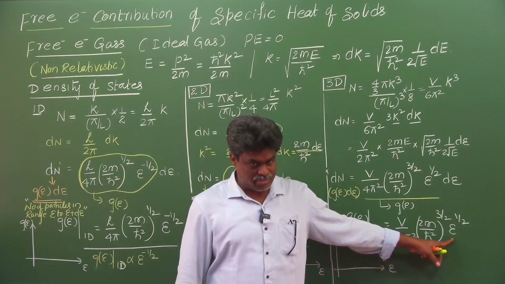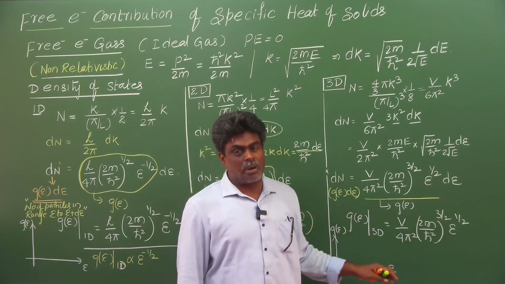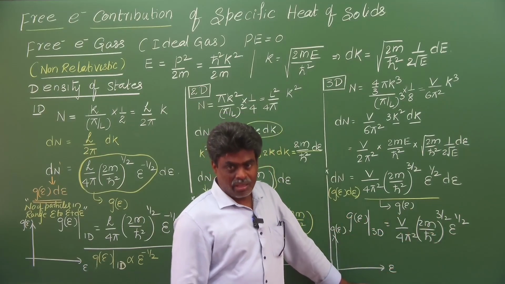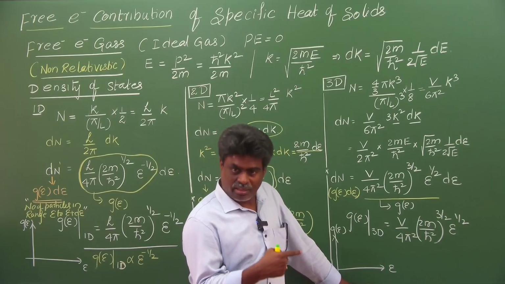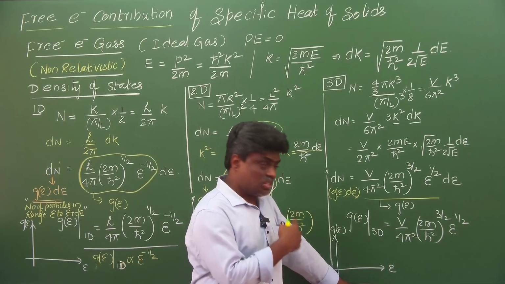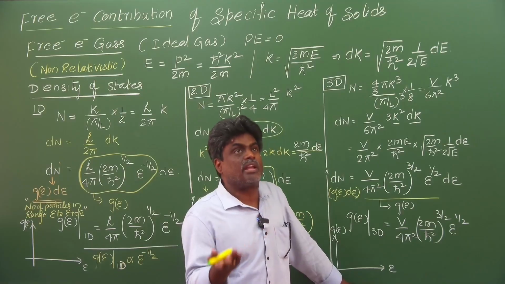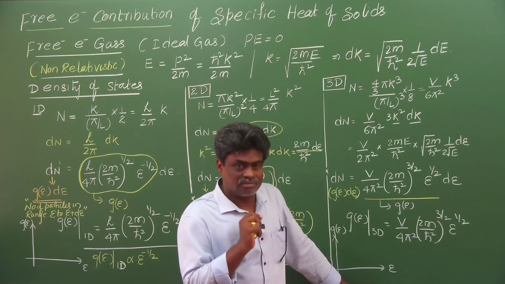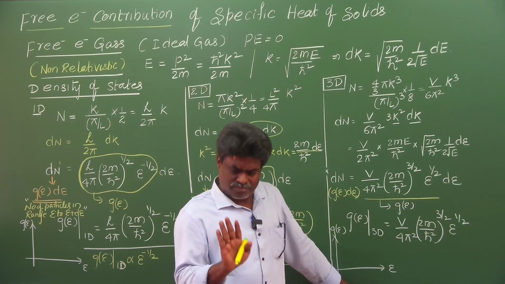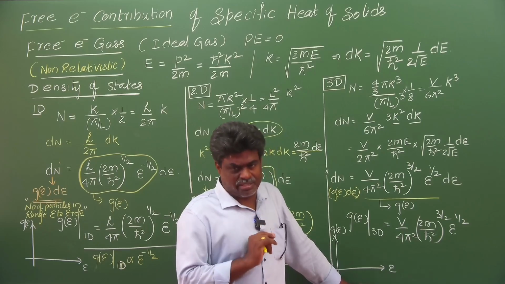Squaring on both sides, G square is proportional to E. E is on the x axis. G is on the y axis. Means what is your graph? Y square equals x.